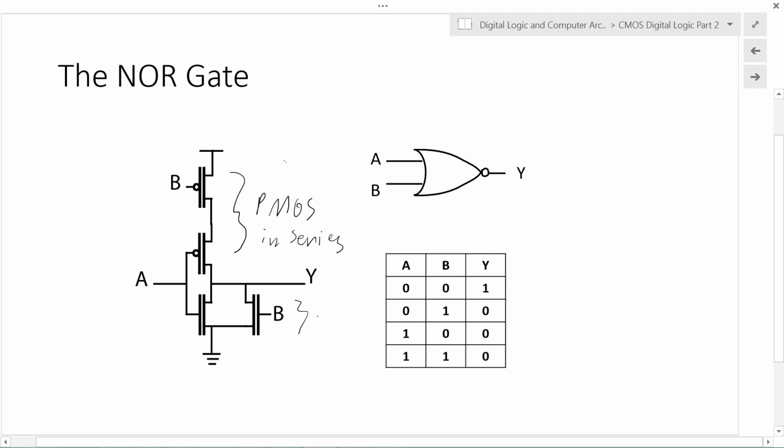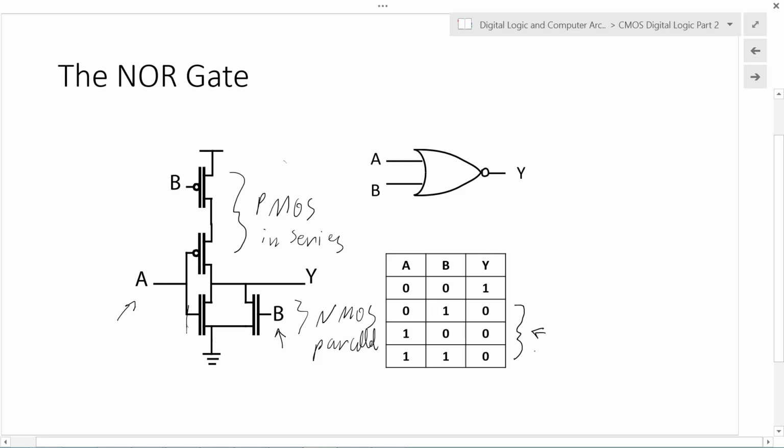And the NMOS are in parallel. That means for this NMOS pull-down network, it pulls Y to 0. There are three possible cases where Y is pulled to 0: either A is equal to 0, B is equal to 0, or A is equal to 1, B is equal to 1, or both. So Y is equal to 0 for these three cases.